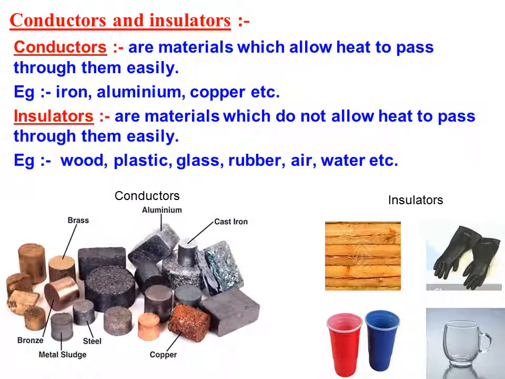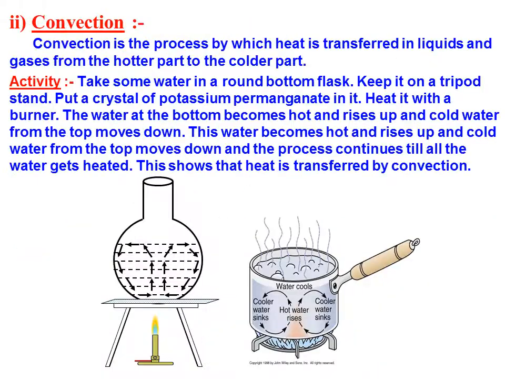Conductor and insulator, you know very well. Conductors are those substances in which heat is transferred very easily. For example, iron, aluminium, copper. And insulators are those in which heat does not pass through them. For example, wood, plastic, glass, rubber.